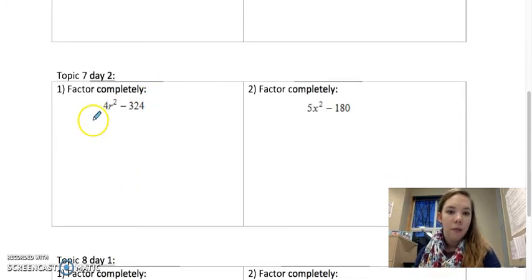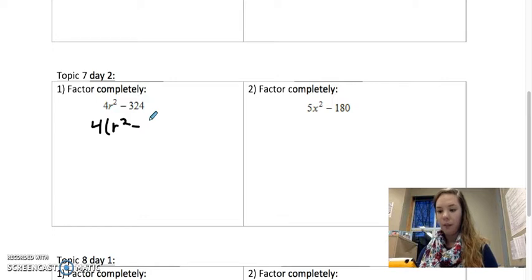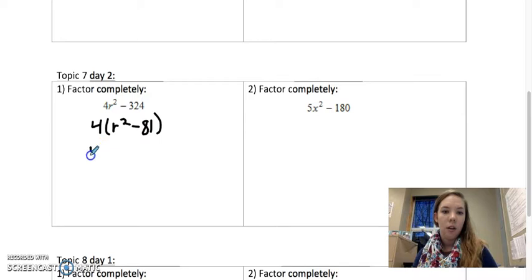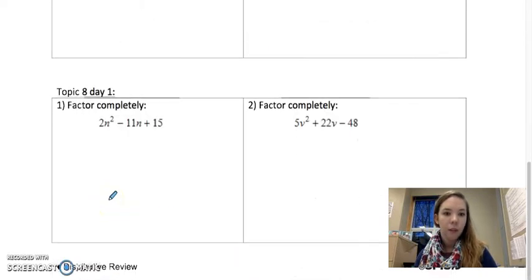Here, I'm going to take a 4 out first, hopefully. So 324 divided by 4 is 81. So that's the difference of squares. So I have r minus sign and r plus sign. Here I'm going to take out a 5, and then I have a difference of squares. So x minus 6 and x plus 6.